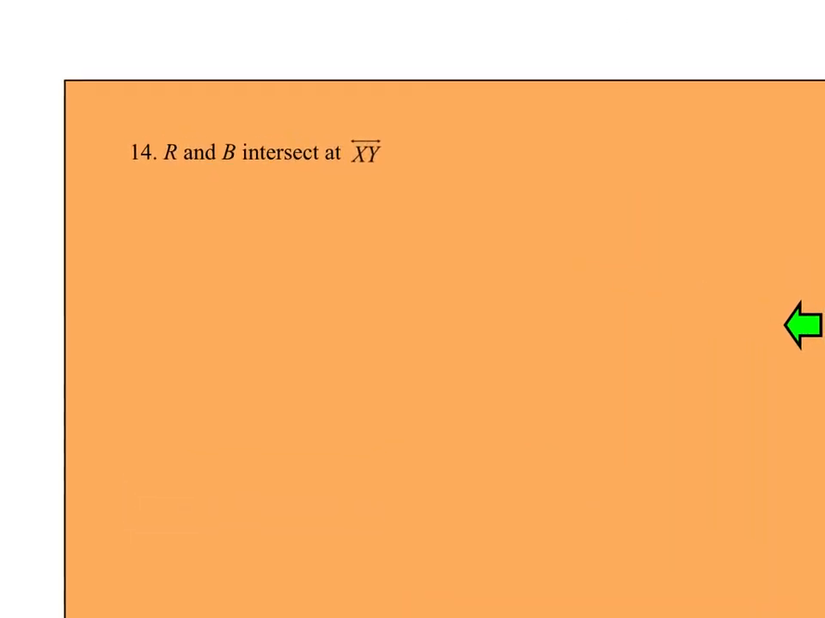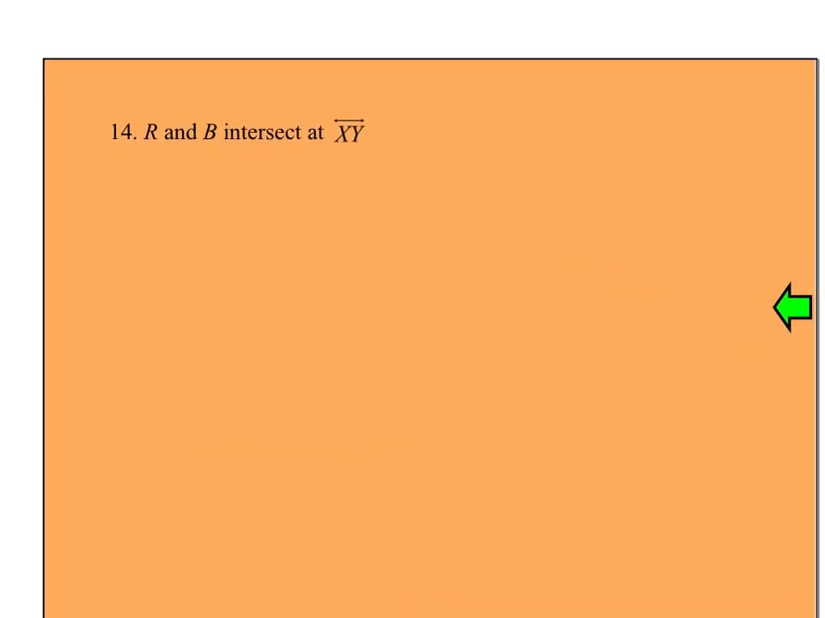Okay, so R and B intersect at line XY. What does that mean? You've got two letters, but they're not points. They didn't say point R and point B. It didn't say anything like that. But it's italicized, almost like trying to be cursive. So these two are talking about planes, and they intersect at a line.